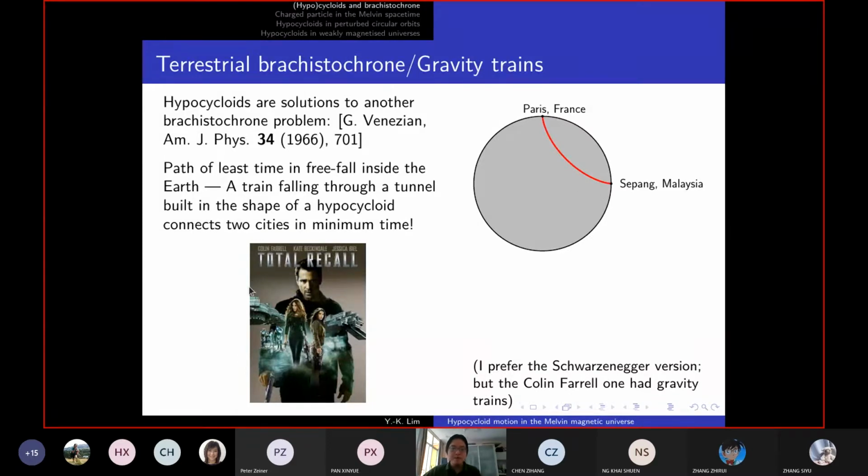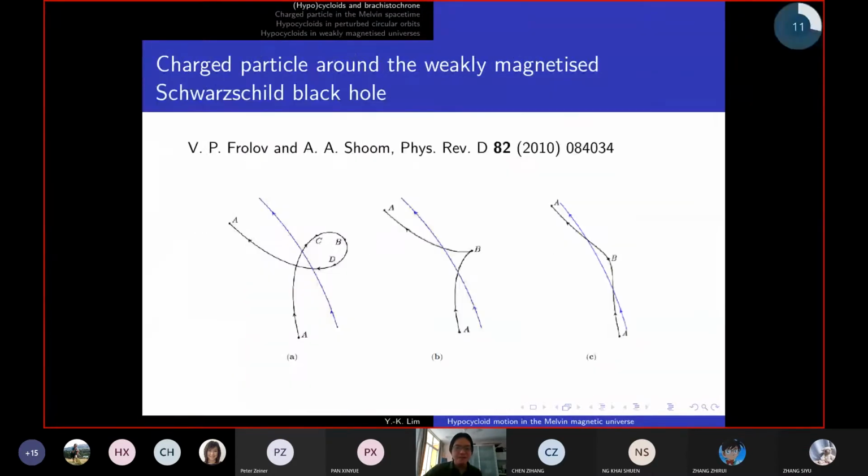Okay. The reason why I put this movie poster here is that this is one movie that involves the gravity train inside the story, the remake of Total Recall. The original Total Recall has no gravity trains.